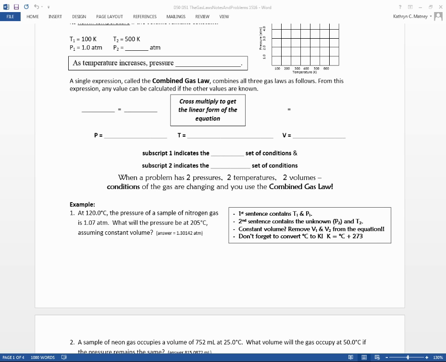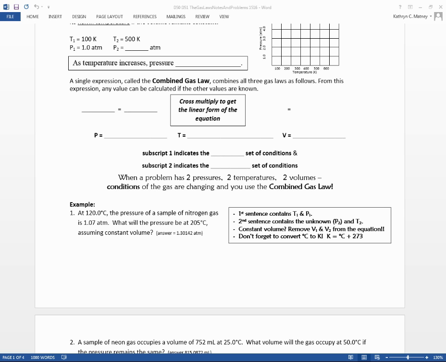So I'm going to plug in 1.07. I'm going to divide that by my T1 of 393.0. I'm going to set that equal to my unknown P2, and put that over 478. Okay, how do I solve for P2? Cross multiplying, that's going to look like this: 1.07 times 478 divided by 393.0, and that's going to equal my P2.